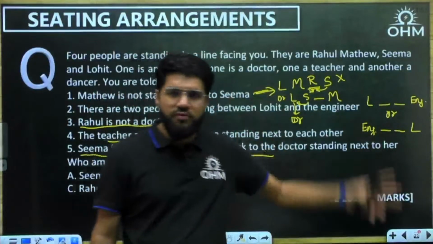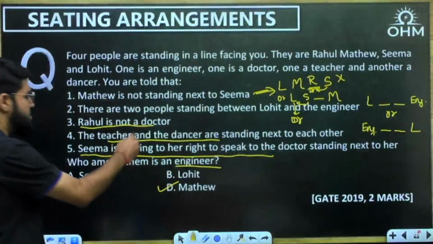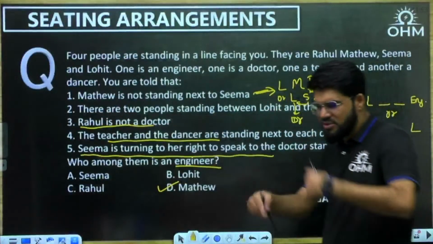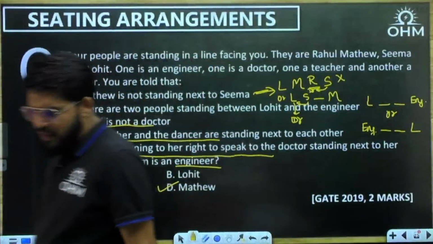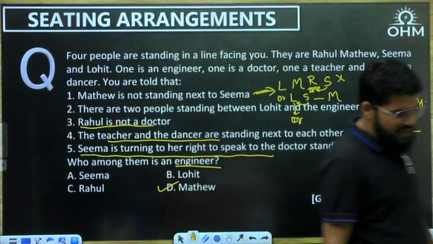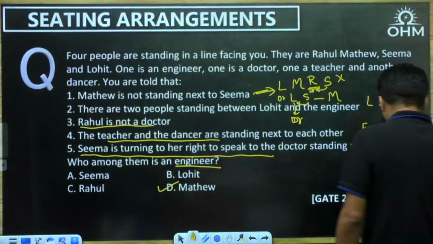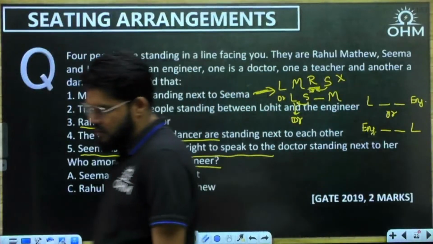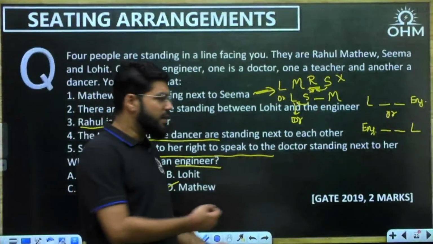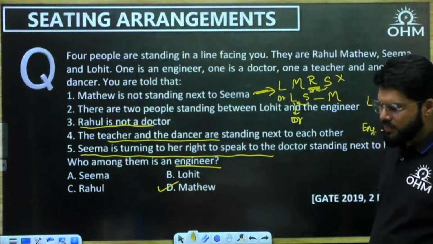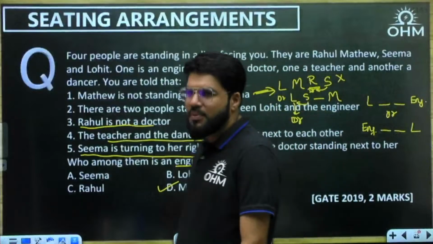Who is second, who is fourth? We decided by this statement: Seema is turning to the right, where the right person should be doctor, and Rahul is not a doctor. So twisted language is given. And not only this, there have been several times from this topic that 2 marks questions turned out. Sometimes basic arrangement, sometimes arrangement with mapping of the professions or some characteristic of the person. So you should definitely practice this topic.